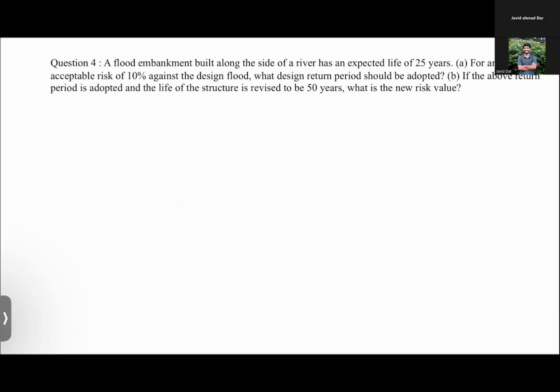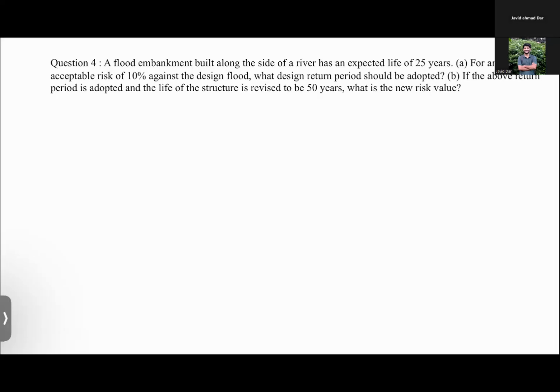And once you estimate the return period, if that return period is adopted and the life of the structure is to be revised to 50 years, what is the new risk?